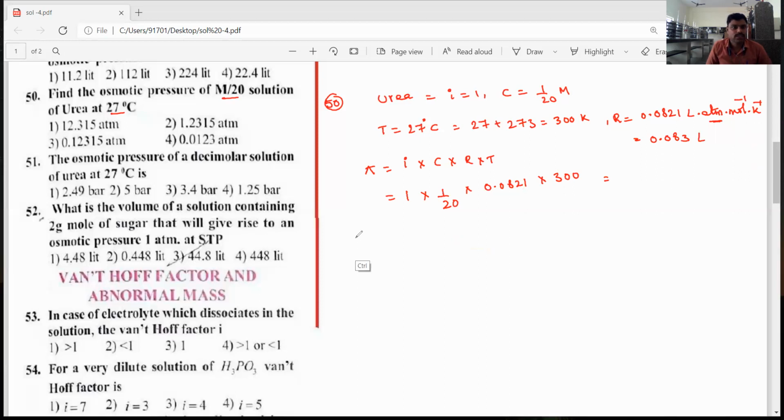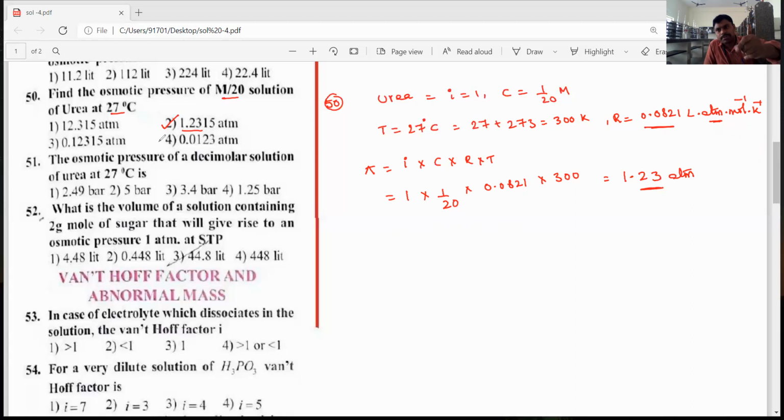Yes, 50th question. The osmotic pressure they gave in atmospheric pressure only, dear students. So the R value is 0.0821 only. Okay, then on simplification we'll get 1.23 atmospheric pressure. So the answer is 1.2315. So the second option is correct.